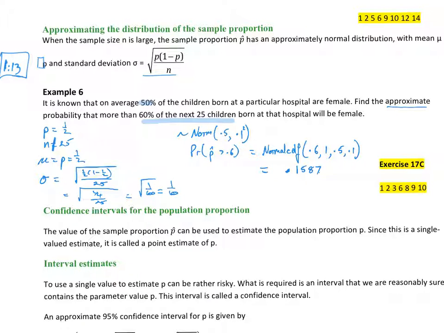And that'll give me 0.1587, which we could have expected because 0.6 is sort of one standard deviation above 0.5. So if that's 0.5, that's 0.6, and the chance of being in this section here, well, that's my 16%, which is that 0.1587 mark. So it seems like a reasonable answer. Righto, off you go.